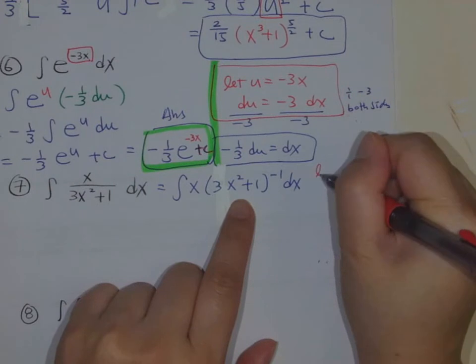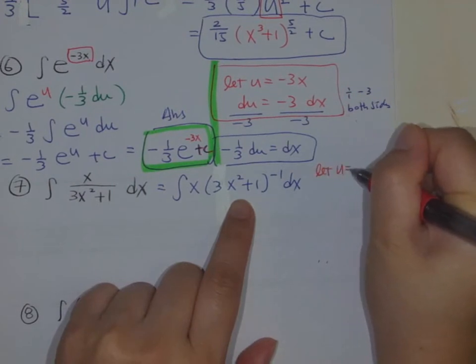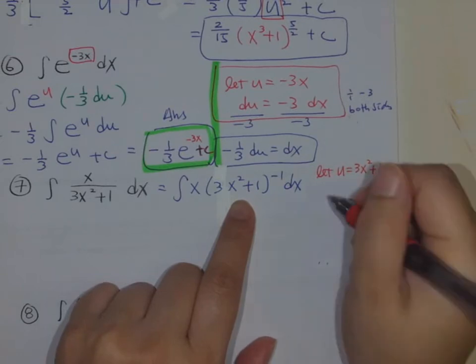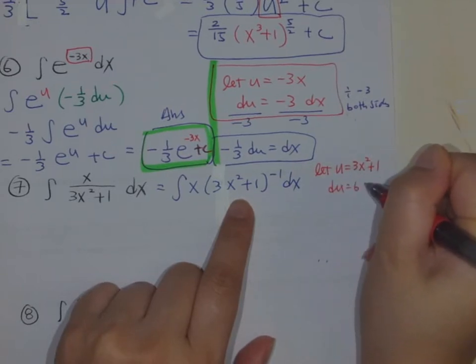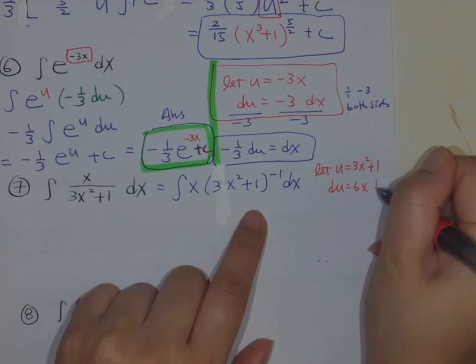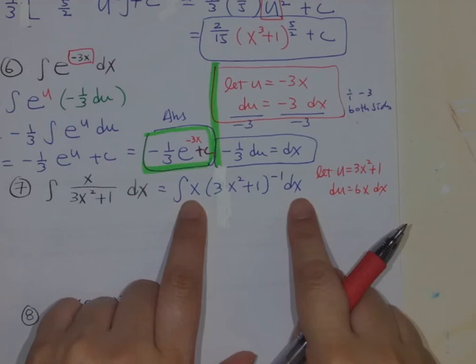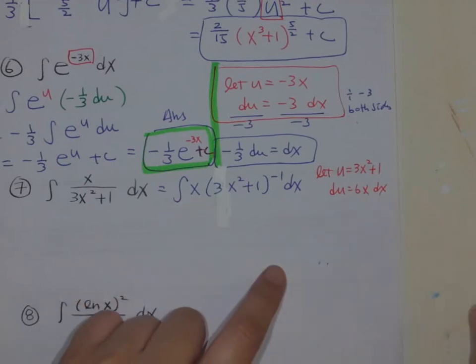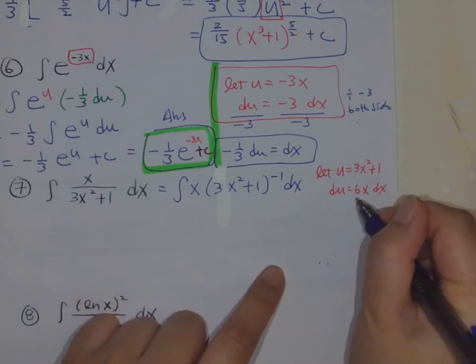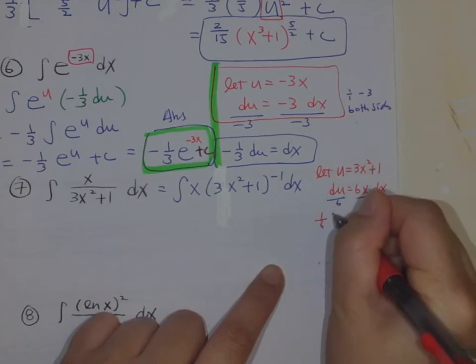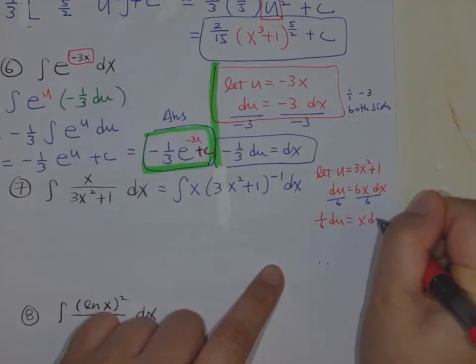So I'm going to let u equal to 3x squared plus 1. And then du is going to be 6x dx. And I don't have a 6, right? So I need to get rid of the 6 by dividing both sides by 6, right? So that means I have 1/6 du equal to x dx.